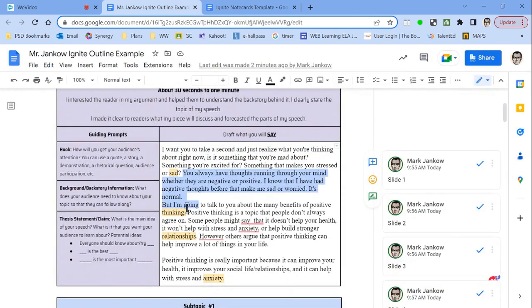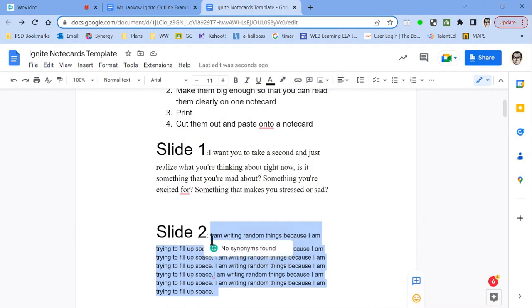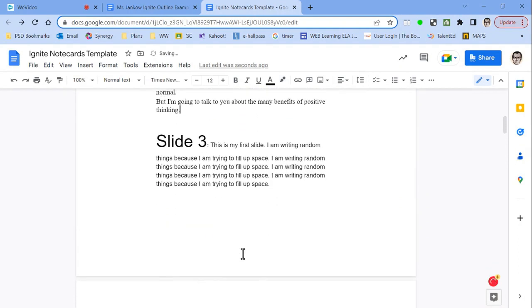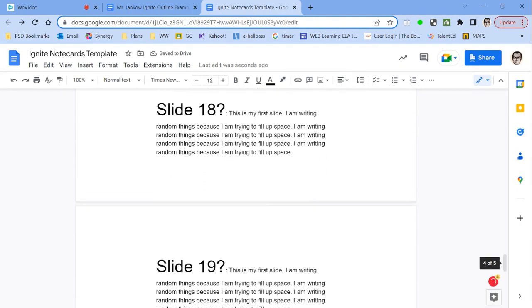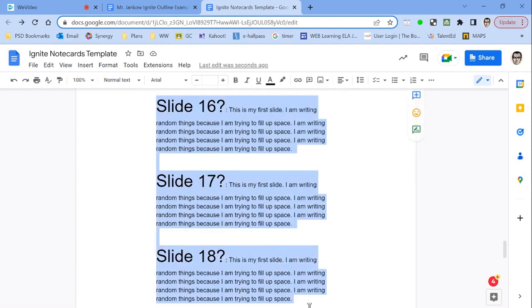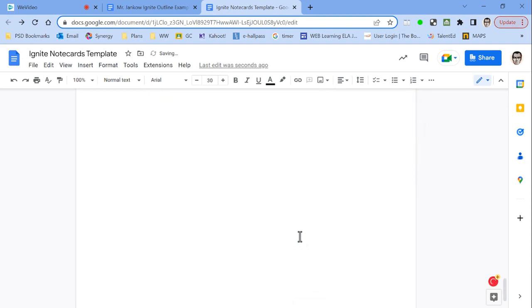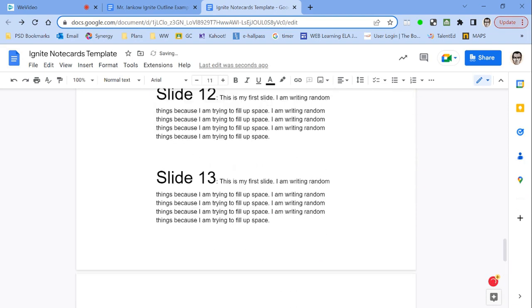Then I would go to here and I would go to slide 2, and everything that's going to be on slide 2, I would copy and I'd put on slide 2 all the way down to the end. So I'm going to click on this and all the way down. Keep going all the way down. Now let's say I only had 15 slides. So I'm going to delete everything after slide 16 because we don't want to print extra paper and waste paper. So I'm going to click there, delete all of that.